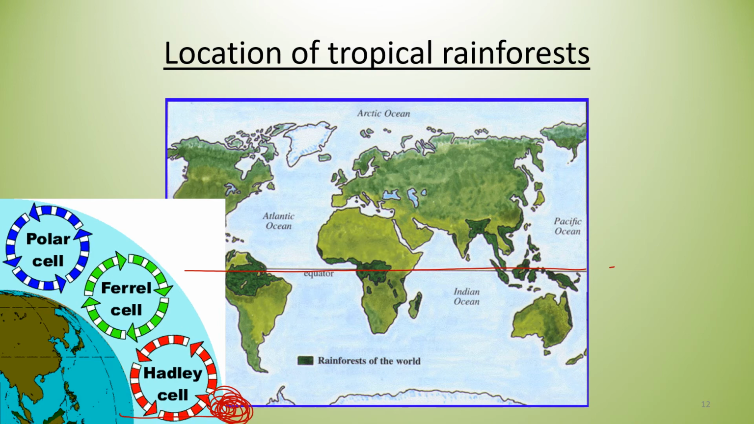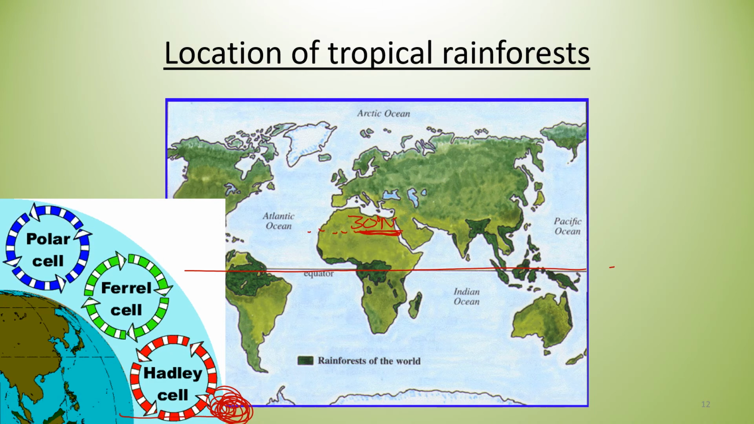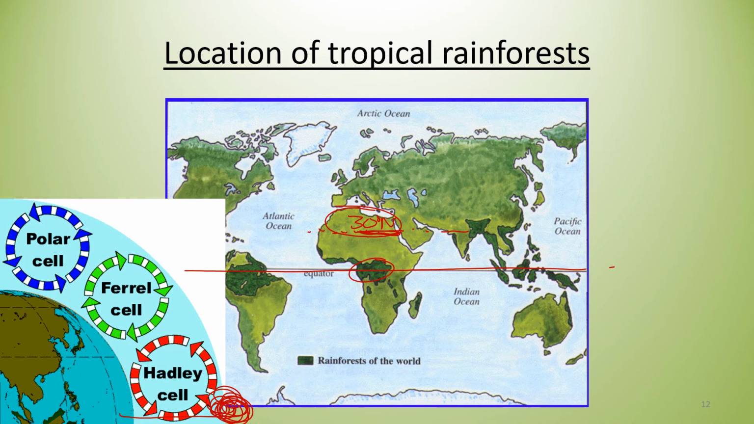Just as a reminder, where I'm drawing now, that is about 30 degrees north where Egypt is. And we know all along this dotted line here, 30 degrees north, it is very, very dry indeed, specifically in the Sahara Desert. So it is hot and wet at the equator, but dry and hot 30 degrees north.